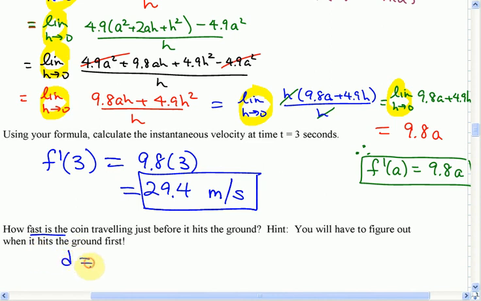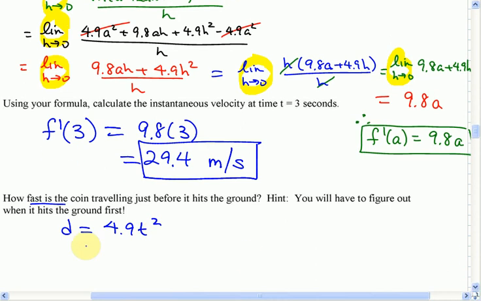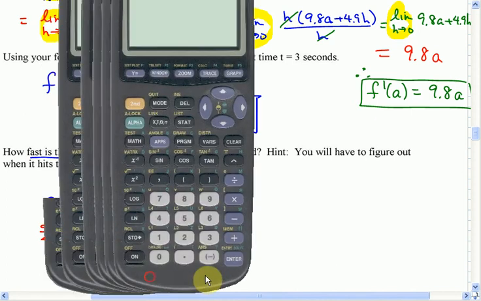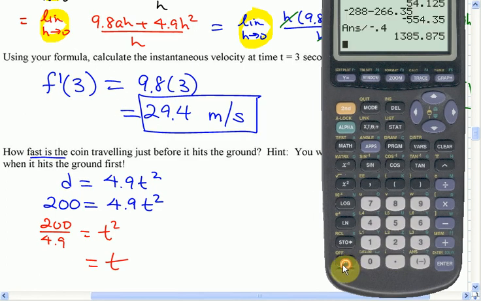Do we have a distance formula here, or displacement formula? Yeah, that's 4.9 t squared. What distance did this thing travel before it hit the ground? 200, I heard. Yeah, so make d equal to 200. Let's go ahead and solve for t. Please do that right now. 200 equals 4.9 t squared. Go ahead and solve for t. Bring out your graphing calculator if you have one.